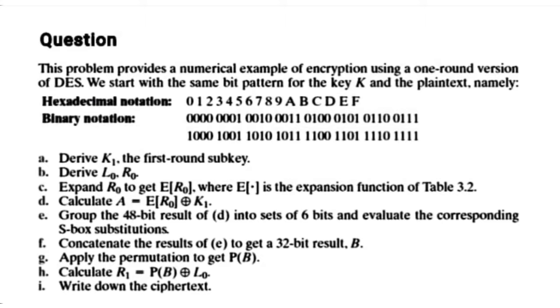We start with the same bit pattern for the key K and plain text, namely hexadecimal notation 0, 1, 2, 3, 4, 5, 6, 7, 8, 9, A, B, C, D, E, F, and binary notations are given, and it asks 9 questions which are based on it. So we are going to find all the answers step by step by understanding how DES works.